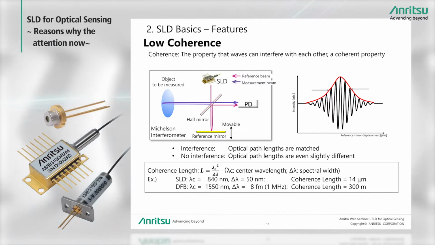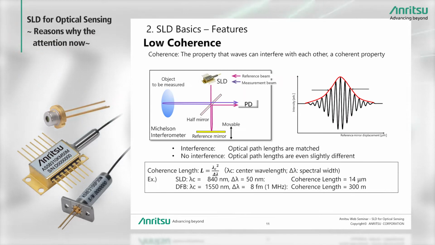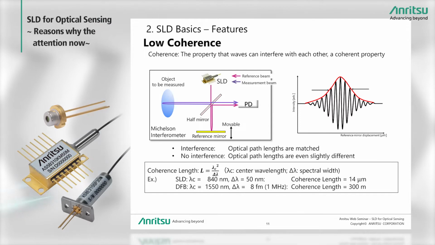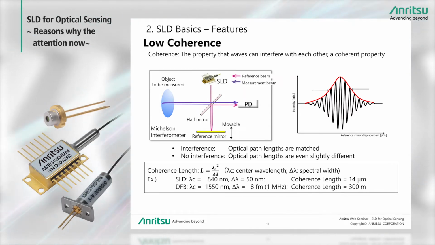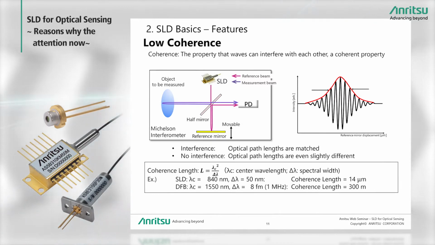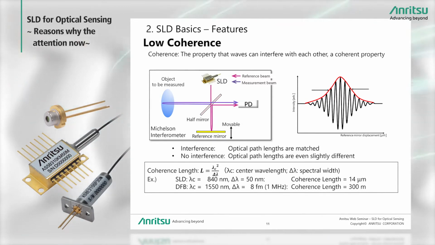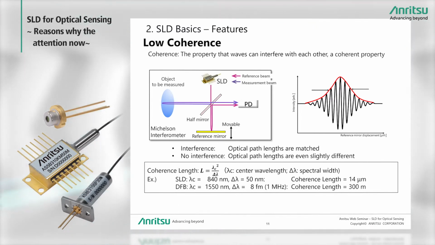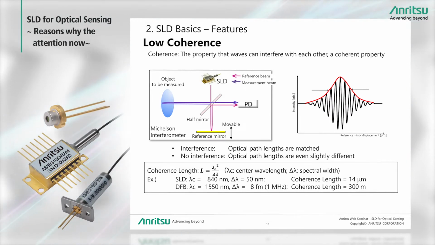The coherence length L is the point up to which there is still interference, and is expressed by the equation at the bottom of the figure using the center wavelength lambda c and spectral width delta lambda. From this equation, clearly L becomes smaller as delta lambda becomes larger. For example, the coherence length is 14 micrometers for an SLD with a center wavelength of 840 nanometers and the spectral width of 50 nanometers.